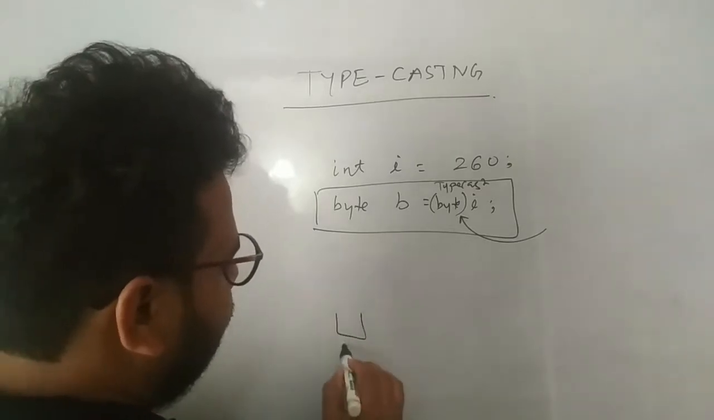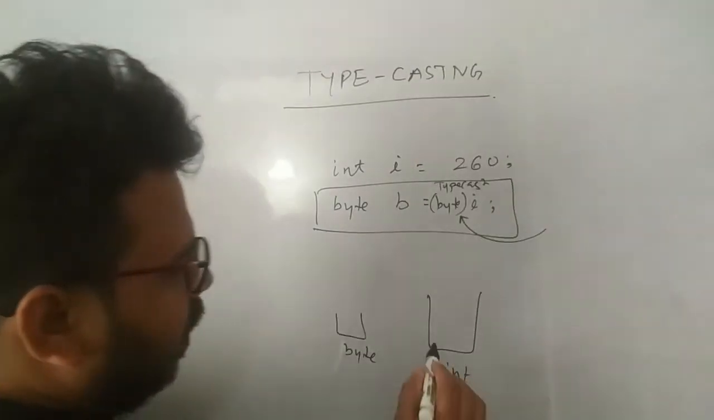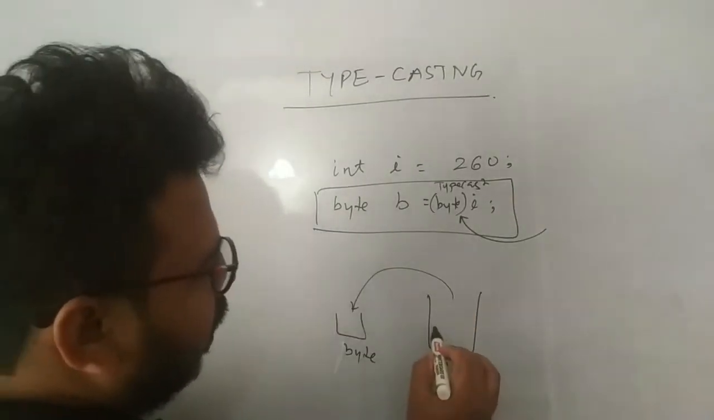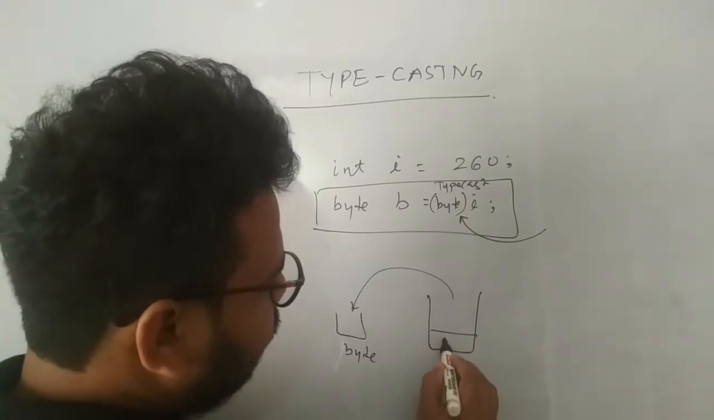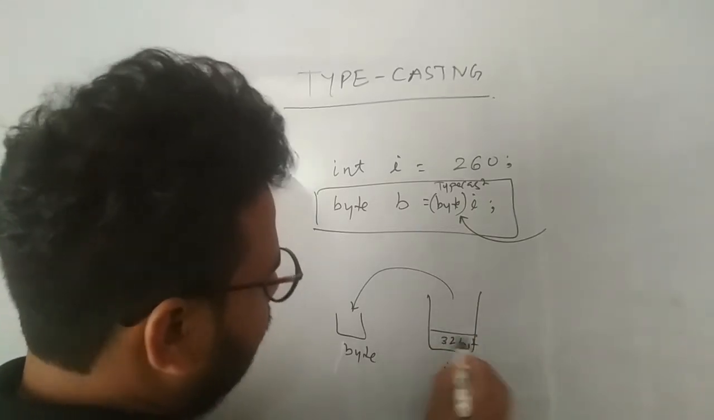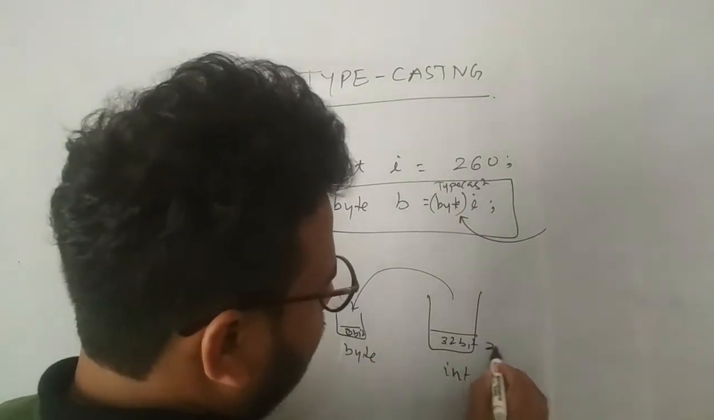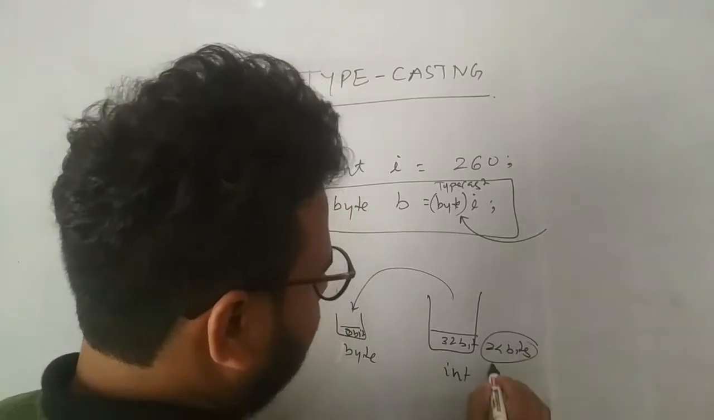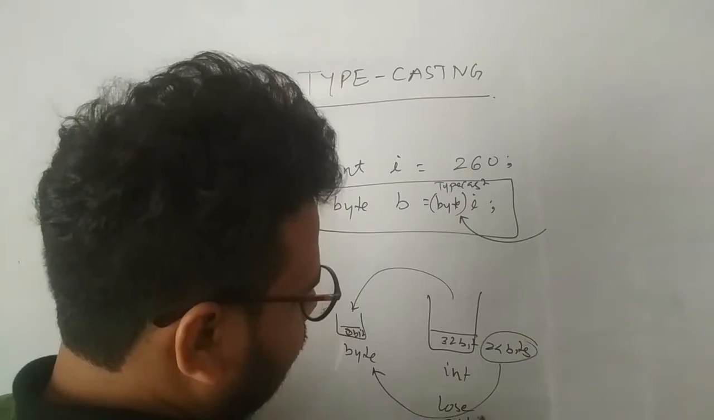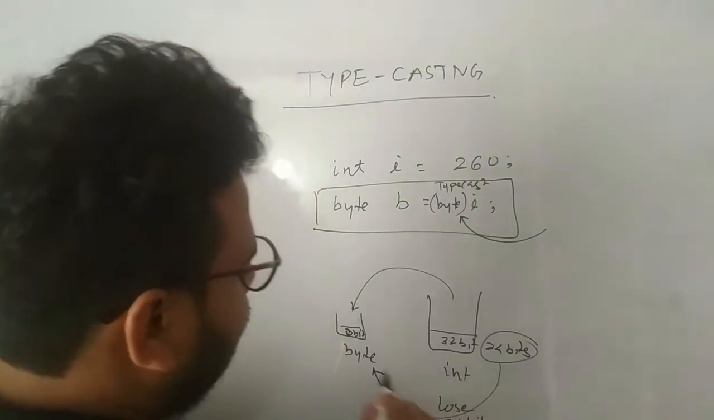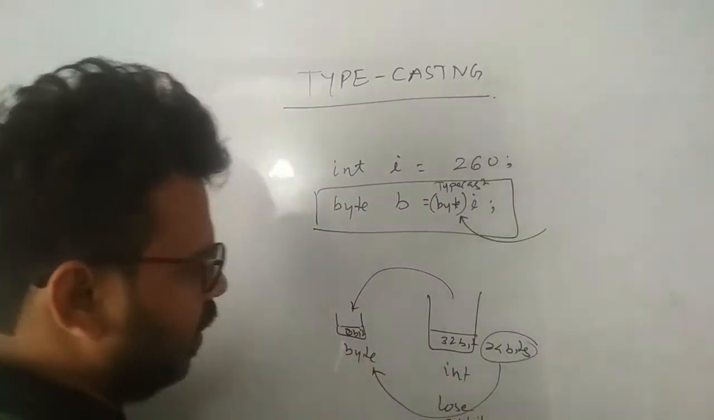As I have already told you, this is the size of byte and this is the size of int. If we pour the data into this, here it is 32 bits and here it is 8 bits. So the data of 24 bits will be lost. We will lose 24 bits of data, because its capacity is only 8 bits, so it will store only 8 bits.